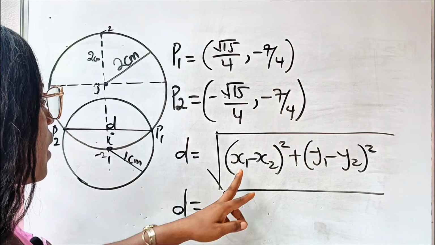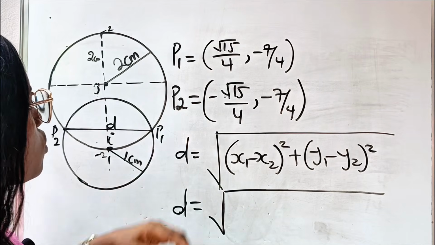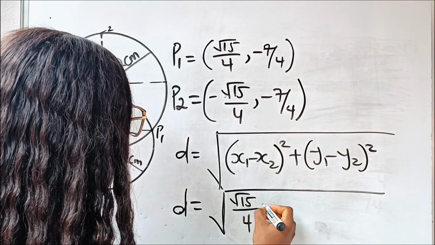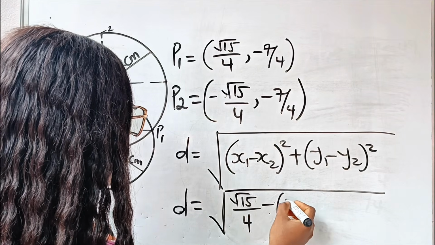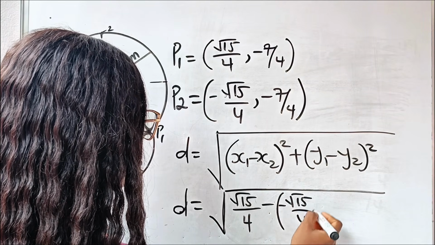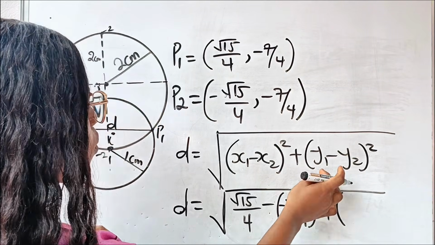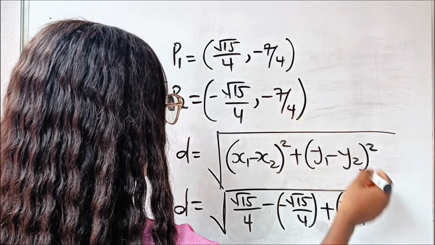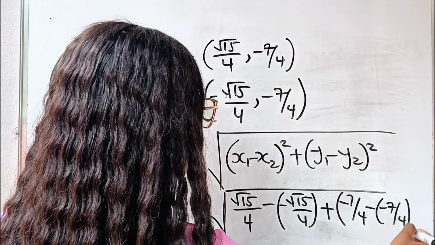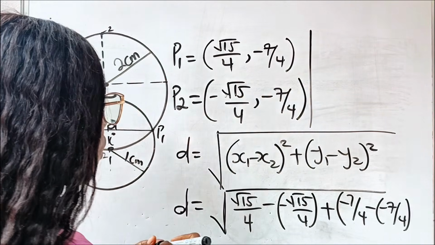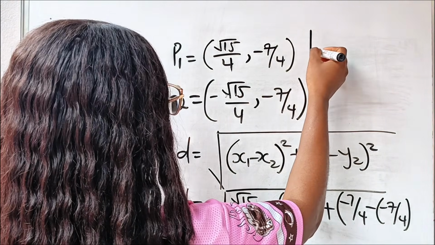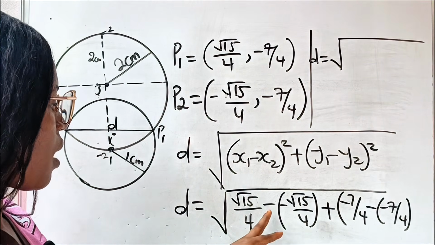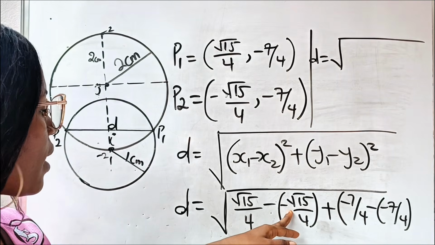So now we are going to substitute. Our d will be the square root of our x1, which is root 15 over 4, minus our x2, which is minus root 15 over 4, plus, I forgot to write square here, but everything is squared, plus our y1 and y2, which is the same, minus 7 over 4 minus minus 7 over 4. Alright, I forgot to put squared on both of them. It was a mistake, please.